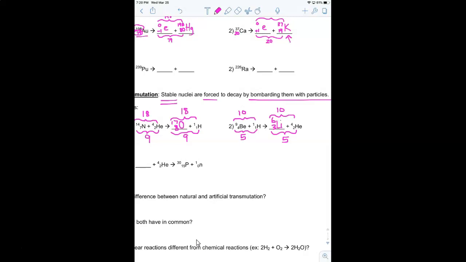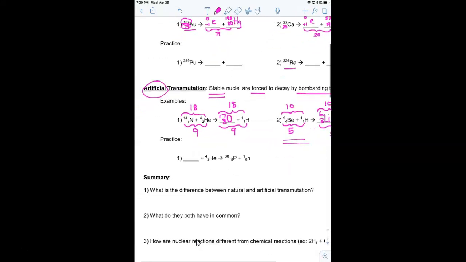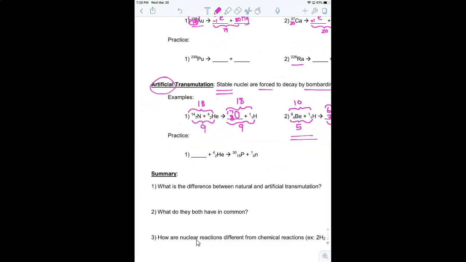Okay, so these are not that bad because you don't have to look anything up. How do I know it's artificial? Just by looking at it. You can see, guys, there's two reactants. There's the element and then there's the particle that you're hitting it with. Where in natural transmutation, there's only one reactant. It decays all by itself. It doesn't need to get hit with anything. So this practice one, I want you to try by yourself. I'll post the answer to it on the copy of class notes.